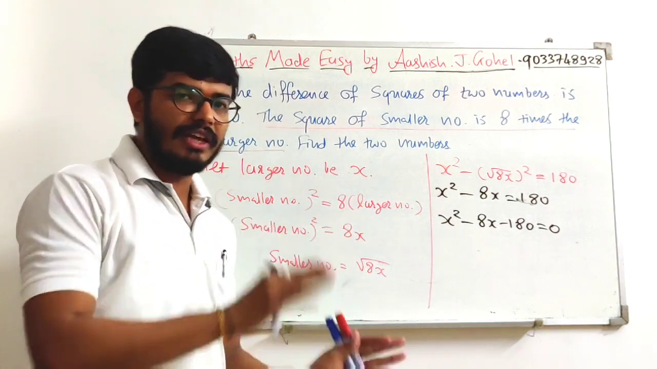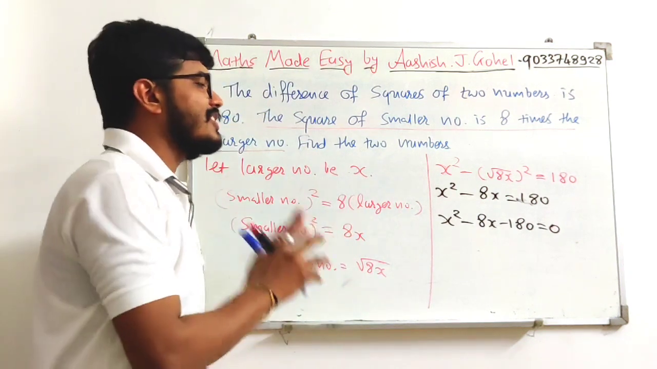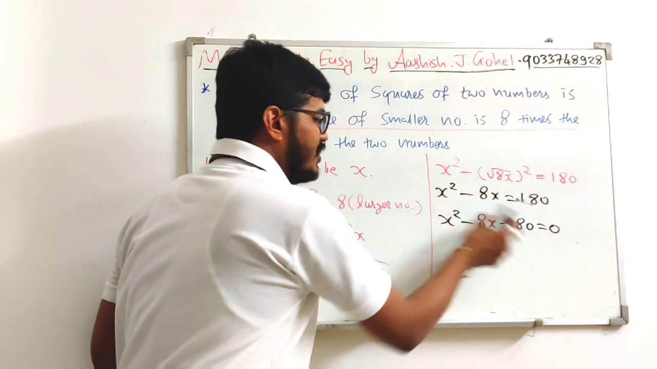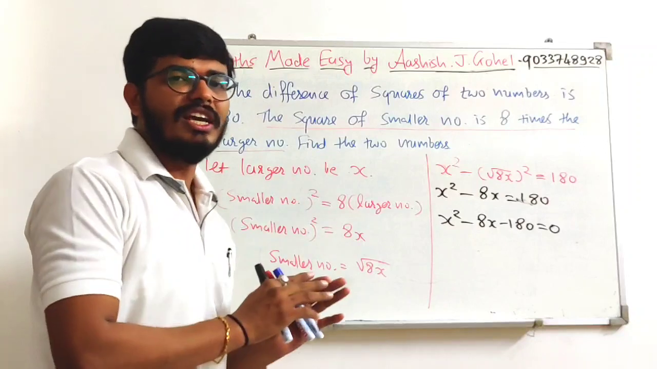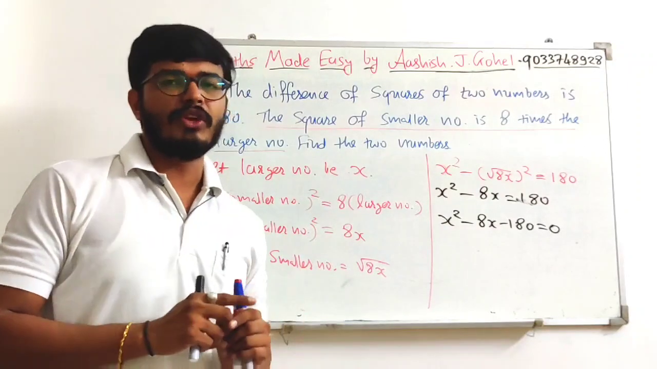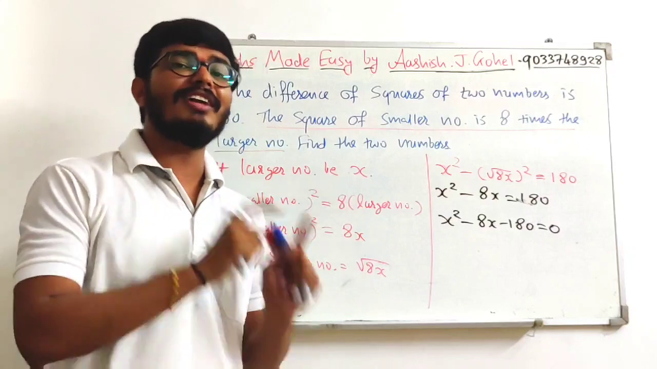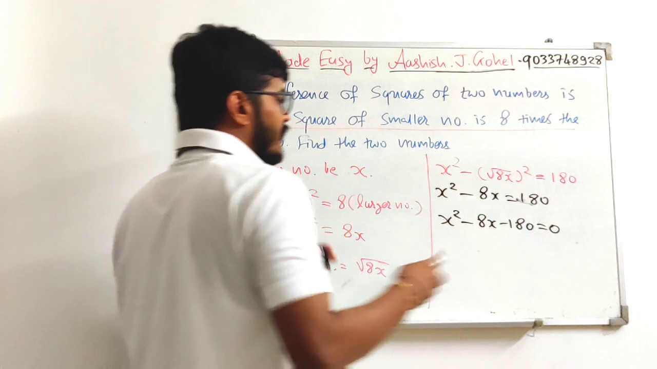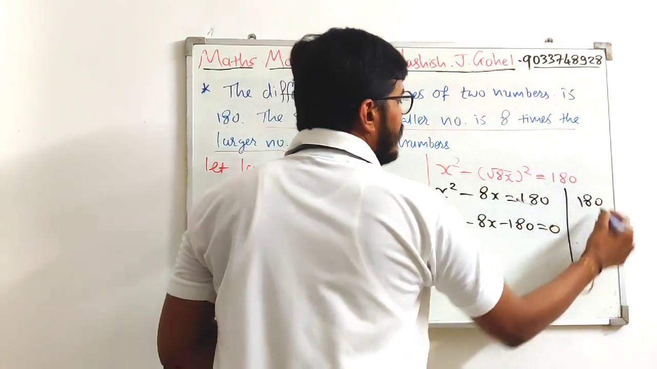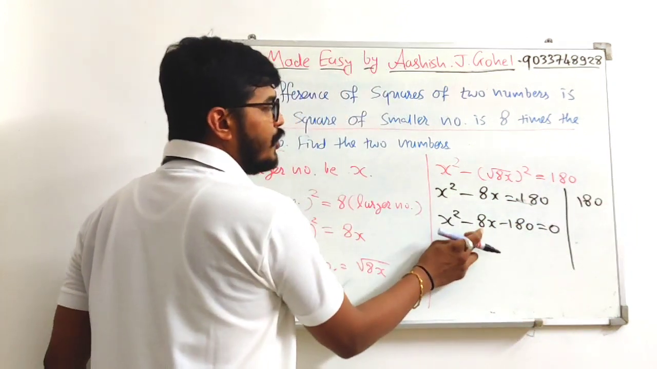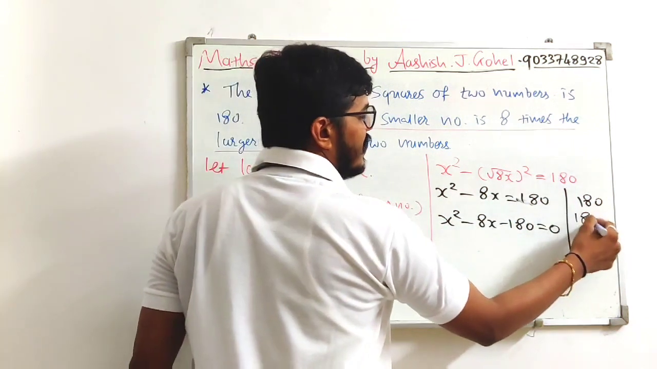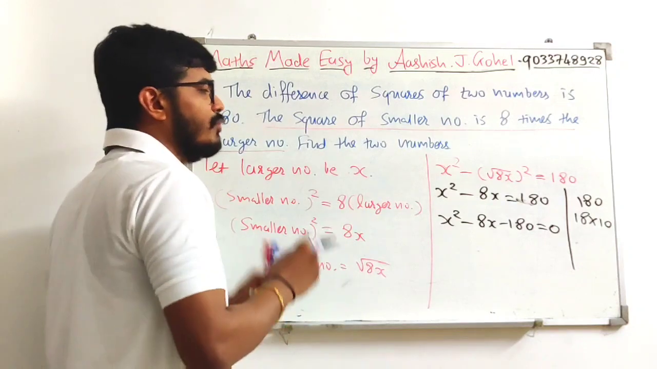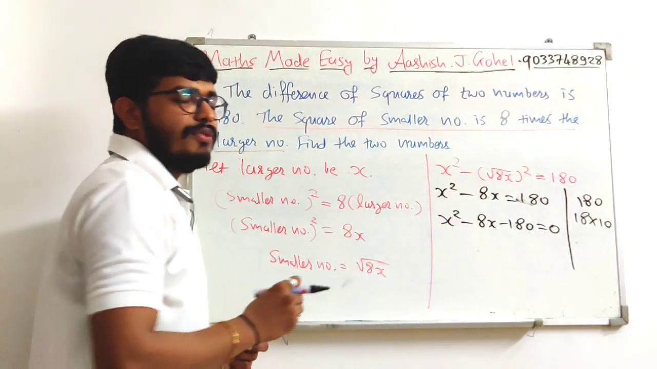Actually you can solve by any method, but I prefer that whatever method is easy for you, you solve by that method. Whenever factorization is possible, you go for that method only. Otherwise you go for the discriminant method. Don't go for the completing the square method unless it is specifically asked. So here, the factors of 180 such that the difference of the factors will give you 8. It is very easy, the factors are 18 into 10. This we will get by practice. You need to practice more and more questions to solve this kind of equations.